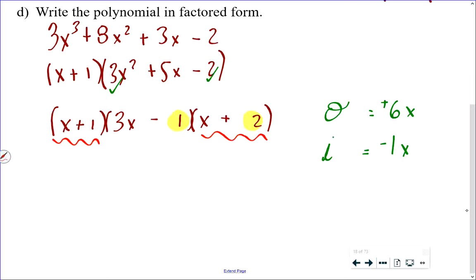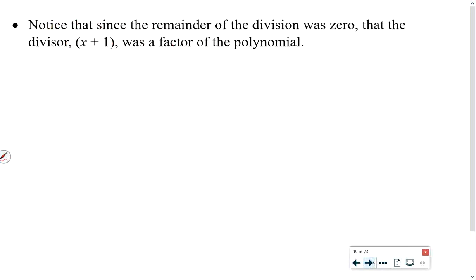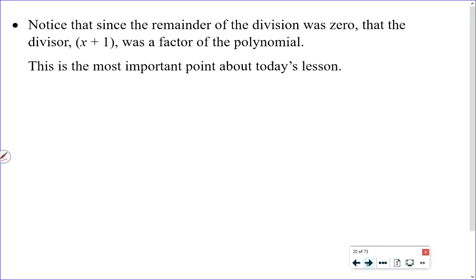All right. So we've just learned how to factor, with one exception, and we're going to get to that in just a minute. Notice that, and I'm repeating myself here, but that's okay. Notice that since the remainder of the division was 0, the divisor must have been a factor of the polynomial. And that's the goal today, and it's the most important thing. If you can find a number that makes the polynomial 0, a number for x, then you will have discovered a factor. Okay?